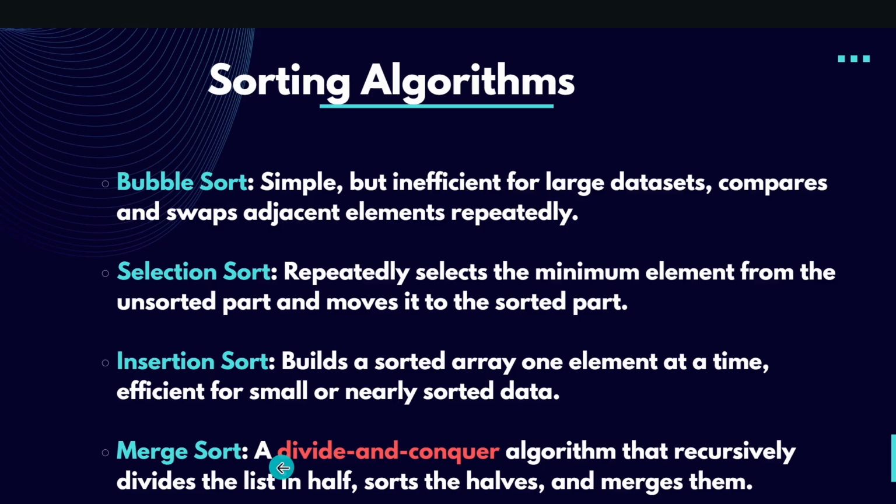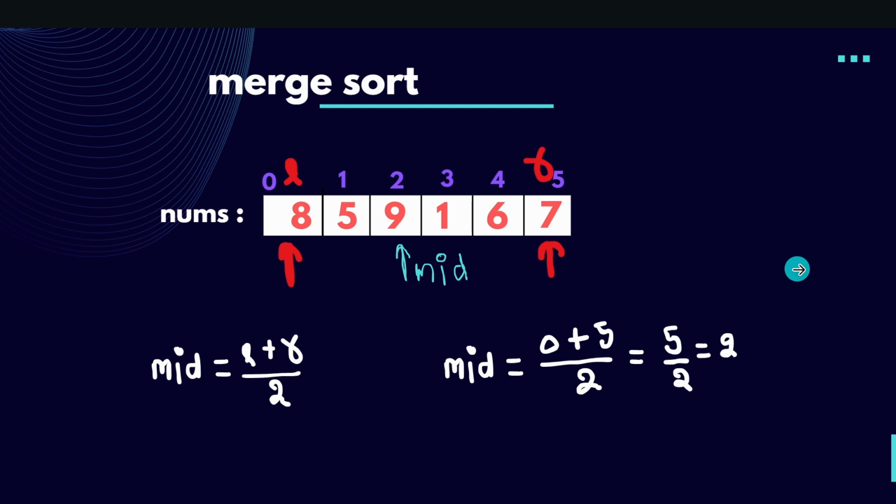Merge sort is a divide and conquer, divide and merge type of algorithm. It recursively divides the list into half, sorts the halves and merges them. So how does that happen? Let us see. Assume that we have an array called nums, and the first element, let's say L, that means left, and the last-most element, let us say R, that is right.